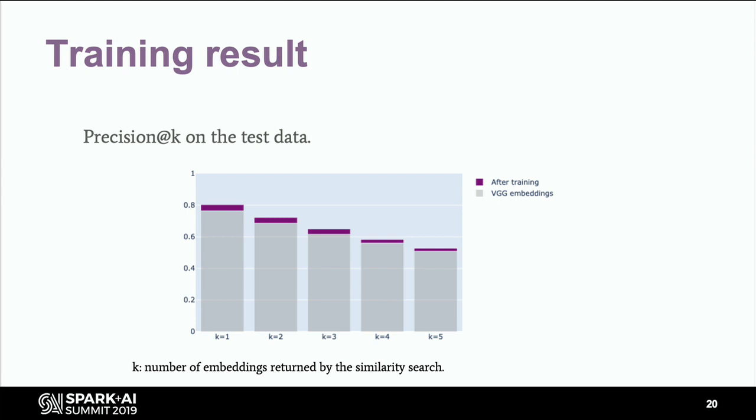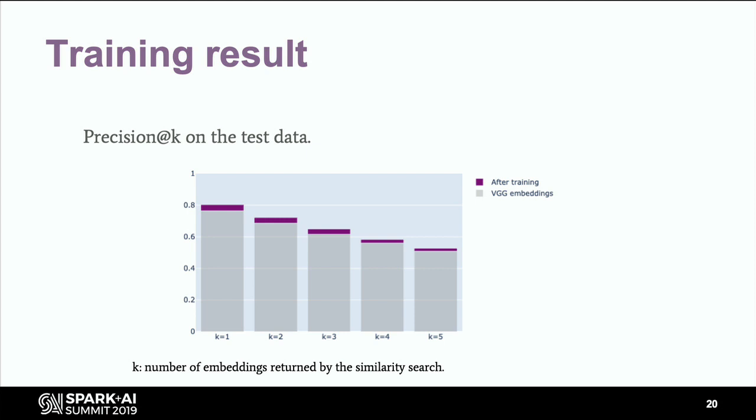Okay, let's see. At the beginning, I said we train the model because we want it to perform better on our own data set. So this is how it performs now after the training. We see some improvements in precision. It improved from about 76% to 80%. And also, the image embedding size is smaller. Remember that in this case.